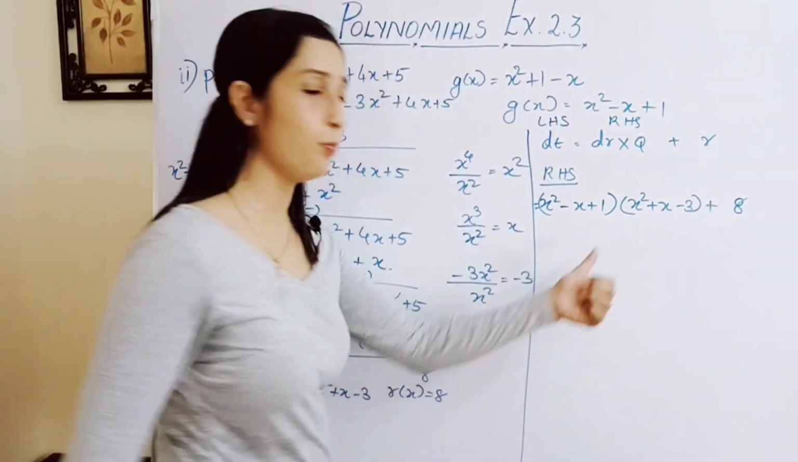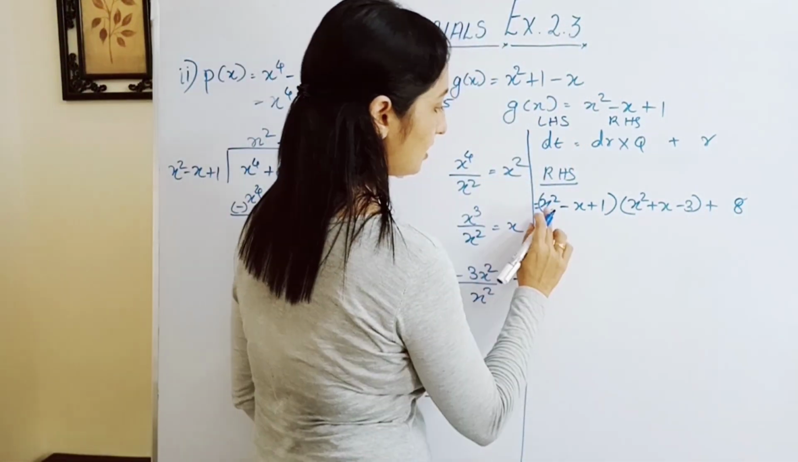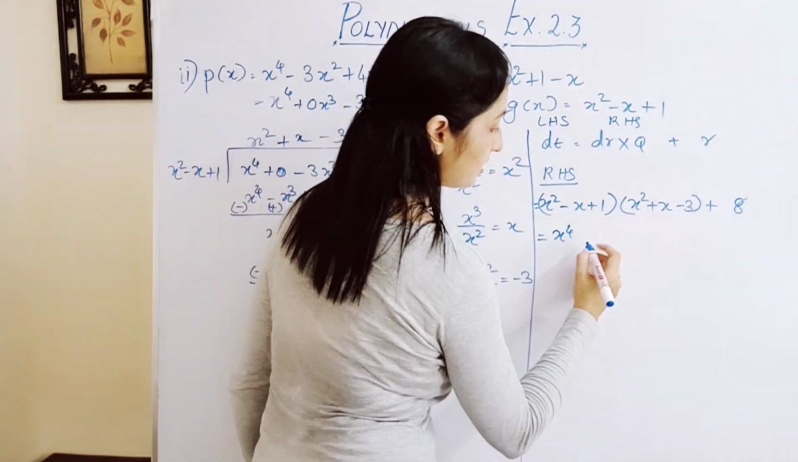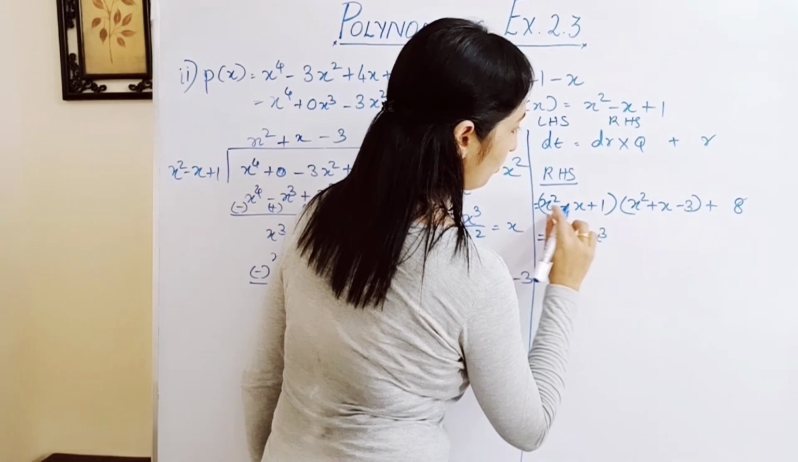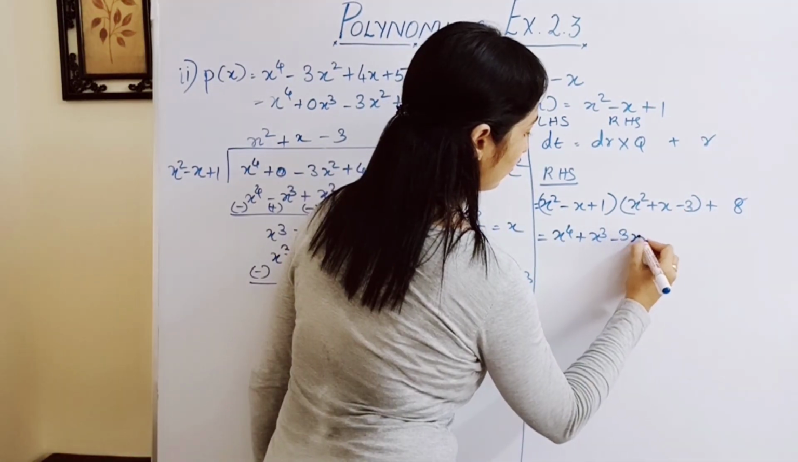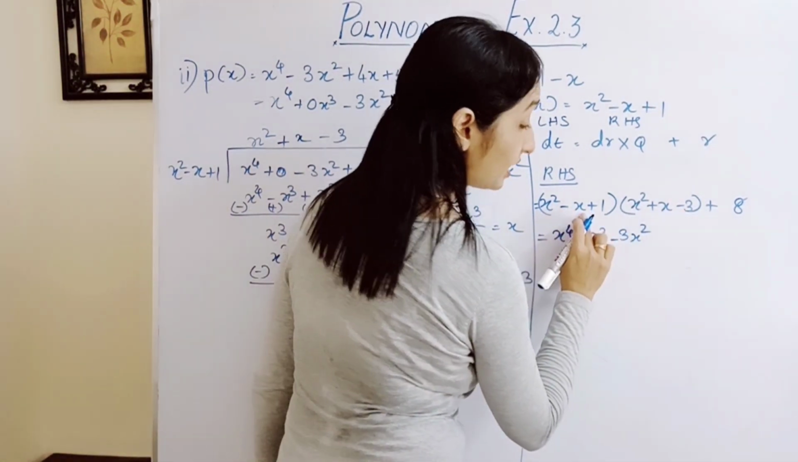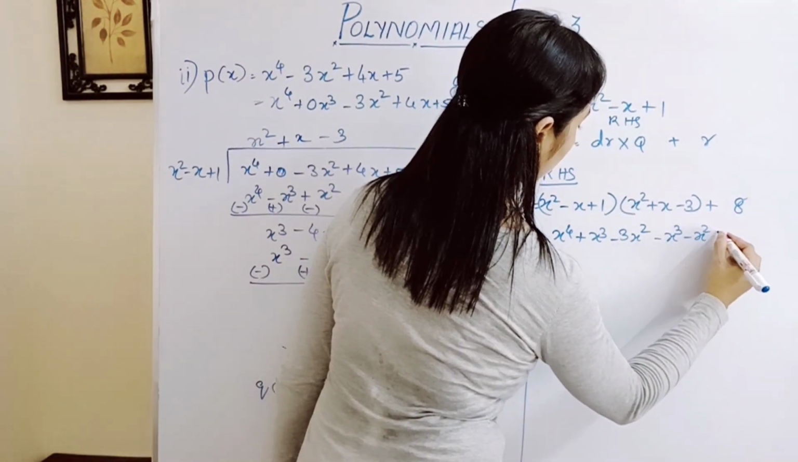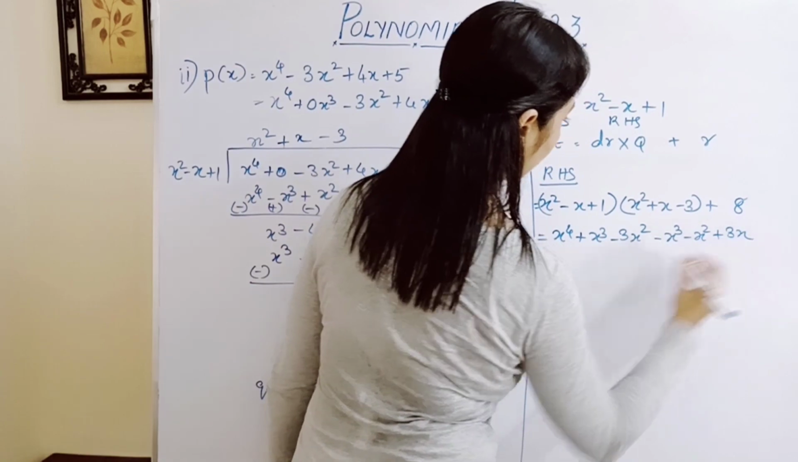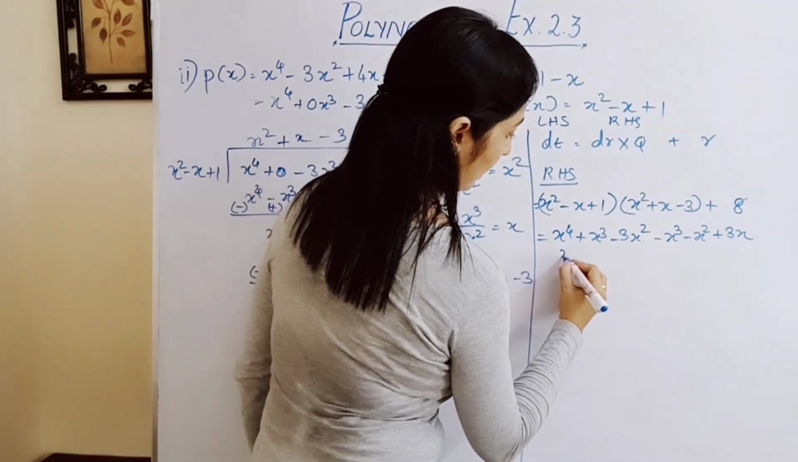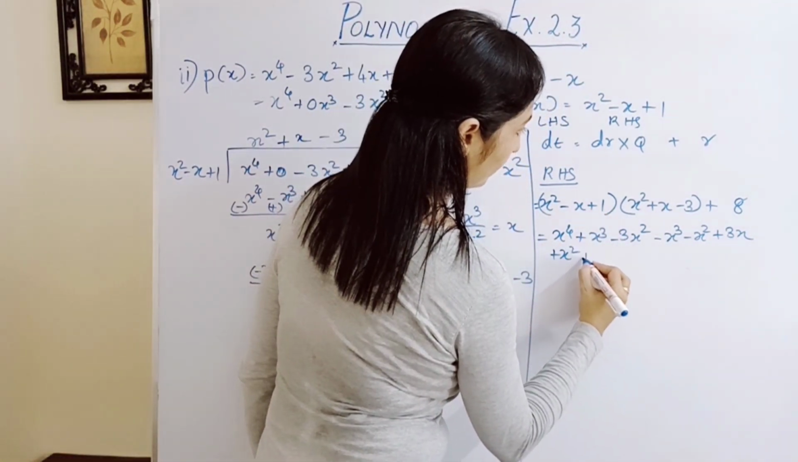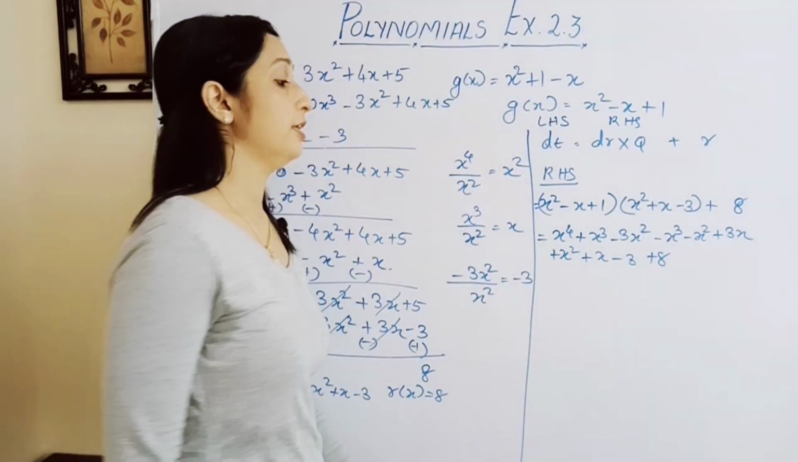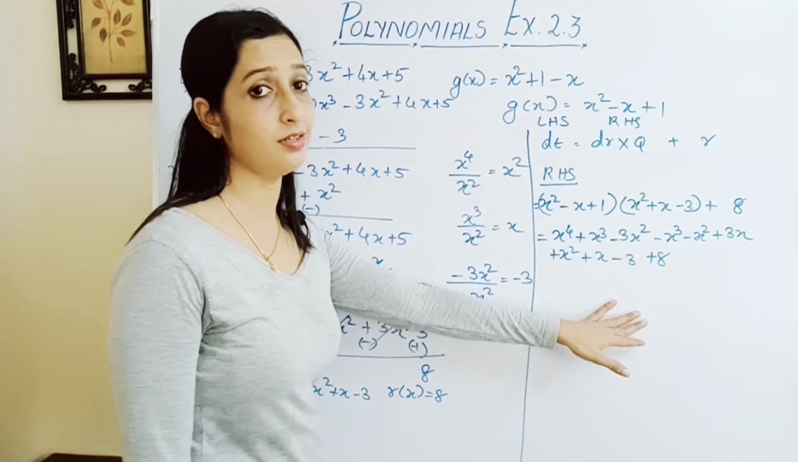So now let's open our bracket. So you get x square into x square, x raised to 4; x square into x, you get x cube; this becomes minus 3x square. Now again with minus x you get minus x cube, minus x square, plus 3x, plus x square, plus x, minus 3 plus 8. Now let us simplify with the like terms.